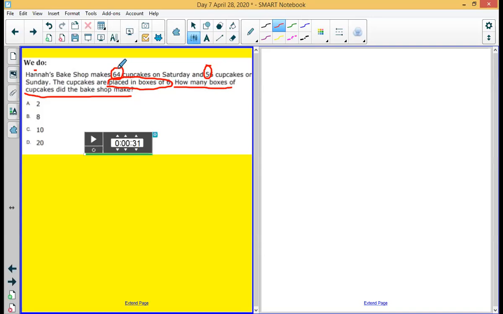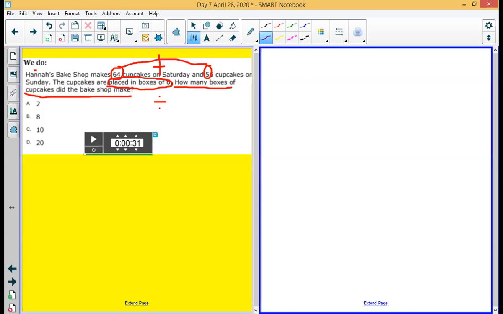Well, 64 cupcakes on Saturday, 56 on Sunday. So here I need to add these two numbers together. Then it says they placed them in boxes of 6. So that tells me that I'm going to have to divide. This is a two-step problem. So the first thing I'm going to do is I'm going to set up my problem. 64 and 56. And we're going to add. I'll pause and let you get caught up.